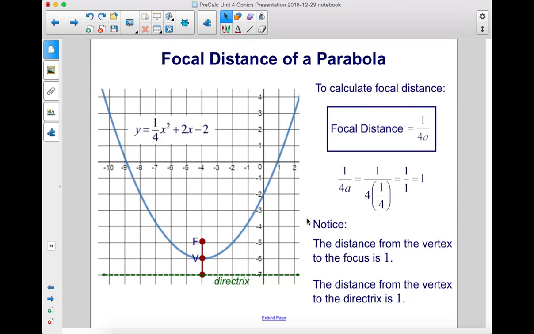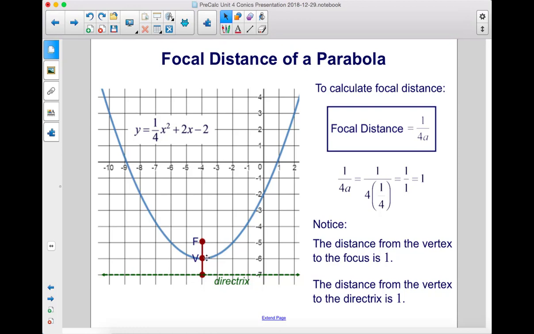The focal distance of a parabola is the distance between the focus and the vertex. And we can use this equation to calculate it, 1 over 4a. So for this parabola, which is 1/4 x squared plus 2x minus 2, we can use this equation here. A is 1/4, so we can plug that in and solve and see that it's 1.